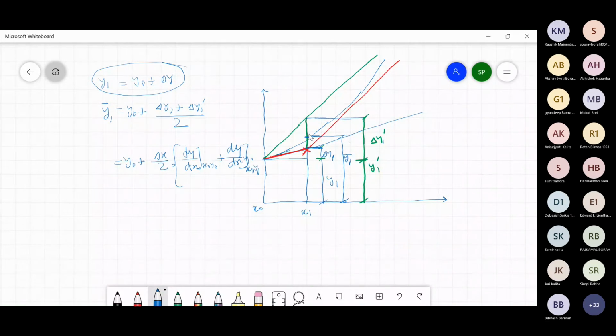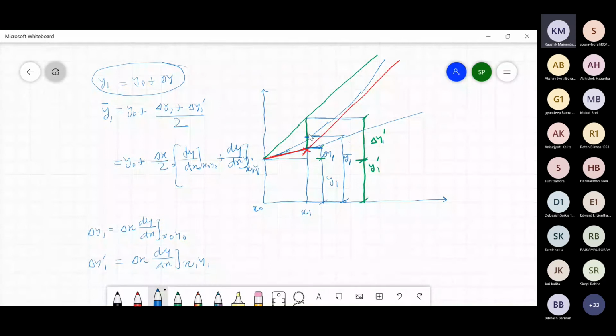Isn't it? Because see, delta y1 is equal to what? Delta x dy by dx at x0 y0. Delta y1 dash is equal to what? Delta x dy by dx at x1 y1. Isn't it? Up to this, first clear? Yes, sir.